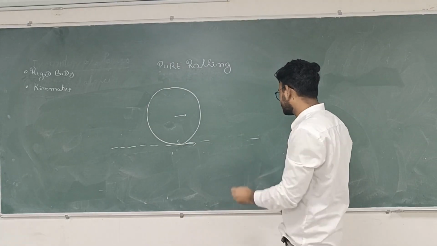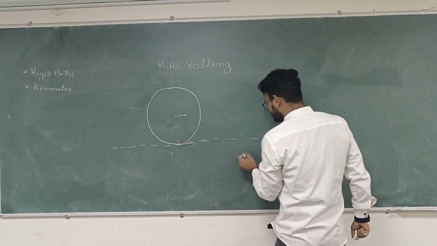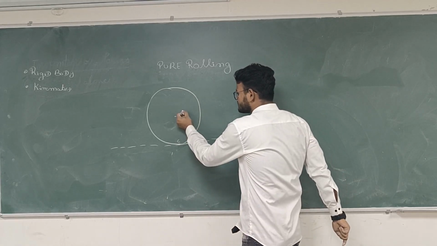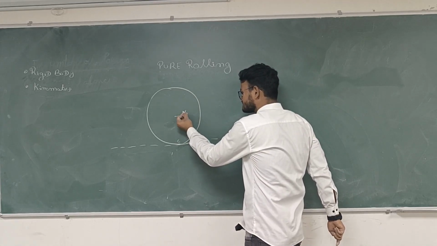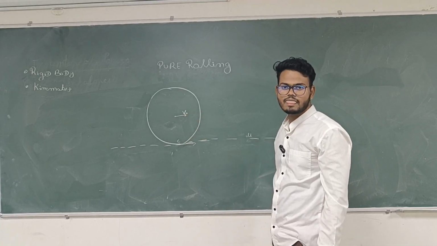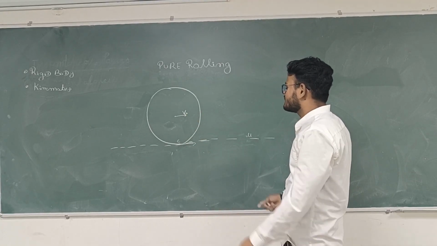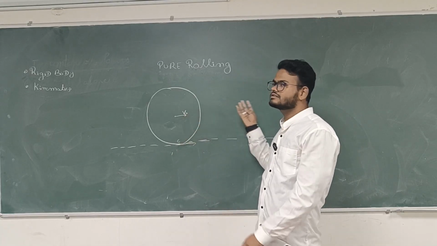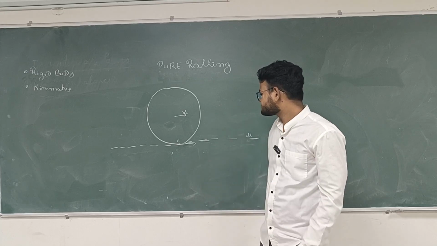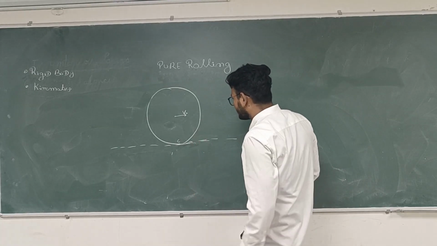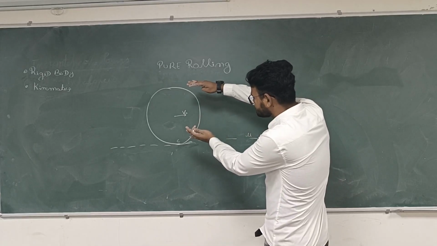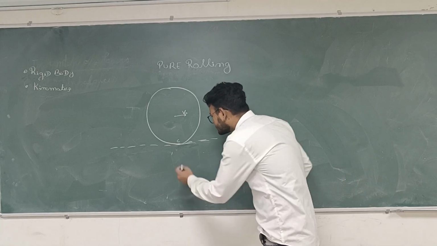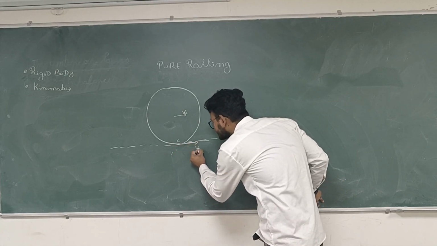Now let's suppose the question is: this is a rough surface with friction coefficient mu, and this body is performing translation motion with velocity v0, and we have to find the time at which this body starts pure rolling motion. So let's discuss. If this body is moving with velocity v0 in the forward direction, then this point also has velocity v0 in the forward direction.